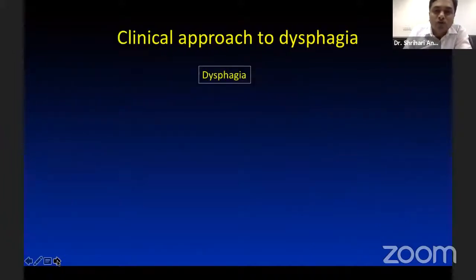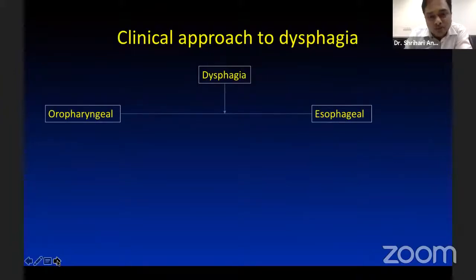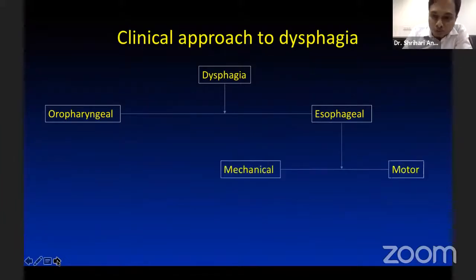Whenever you talk of clinical approach to dysphagia, it is imperative that you first realize whether this is a patient who has oropharyngeal dysphagia or an esophageal dysphagia. Once you pin down to esophageal dysphagia, the next step would be to find out whether this patient has more of a mechanical kind of dysphagia or something which is affecting his motor system, so he has a motor dysphagia.